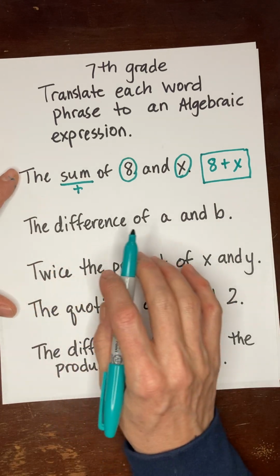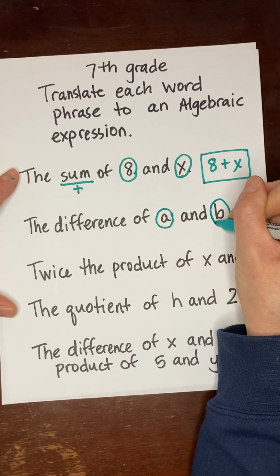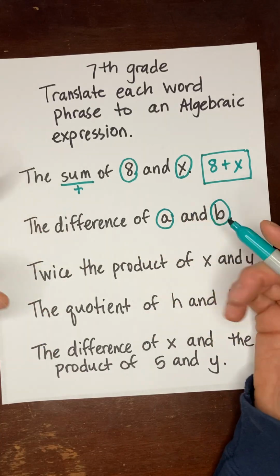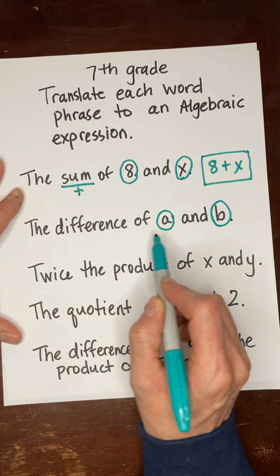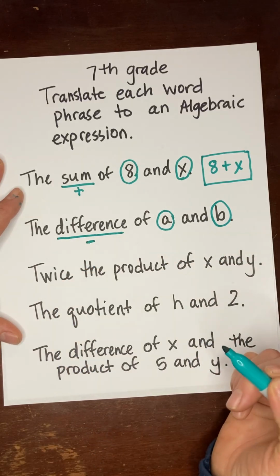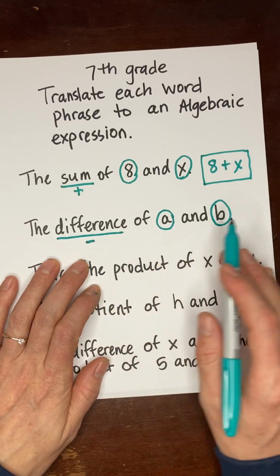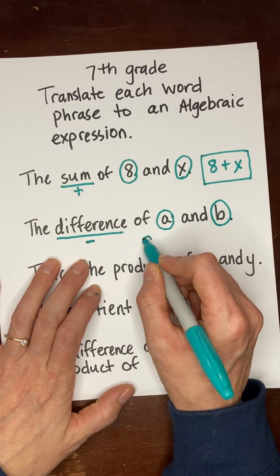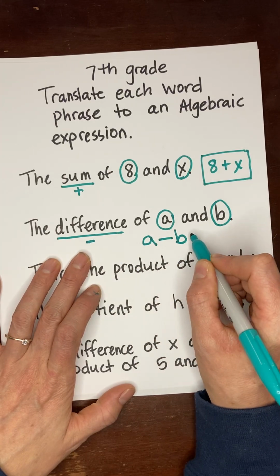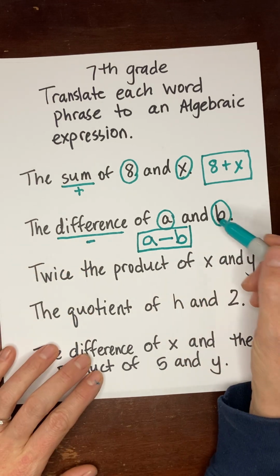I'm going to look for any numbers or variables and circle them first. So I've got A and B. Then I'm going to look for keywords that might tell me what kind of math operation is happening. So I see the difference of A and B. I see the word difference. Difference tells me I'm going to be doing subtraction, and when we see the word difference like this, we subtract left to right. So I'm going to put the A first, put my minus sign, and then put the B. So this would be my algebraic expression of that word phrase.